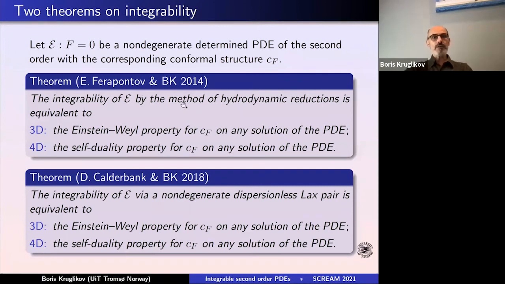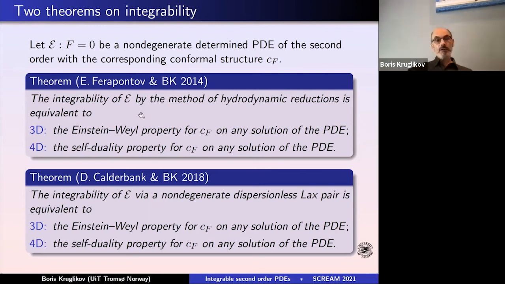So one is integrability through the method of hydrodynamic reductions. I won't describe what it is. I just discussed this in a lecture series in Greece several months ago. But basically it's a certain algorithm of how to produce some explicit solutions. Okay, there's another integrability through dispersionless Lax pair. And both statements say that integrability is equivalent to integrable background geometry, which in 3D means Einstein-Weyl, in 4D means self-dual. And this property has to hold on any solution. So this is a property of a conformal structure, which depends on the solution. And so if this holds for any solution, then we recover integrability.